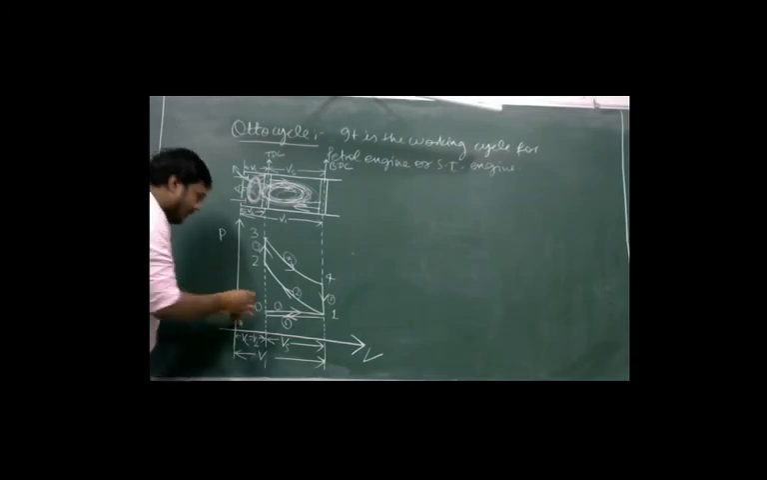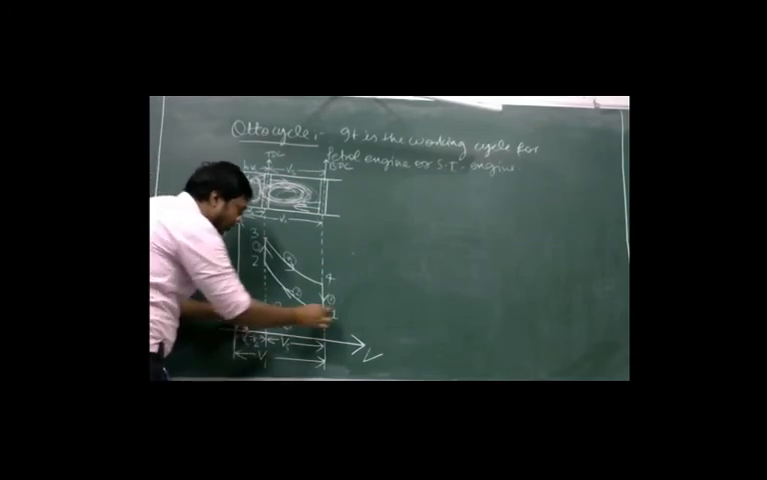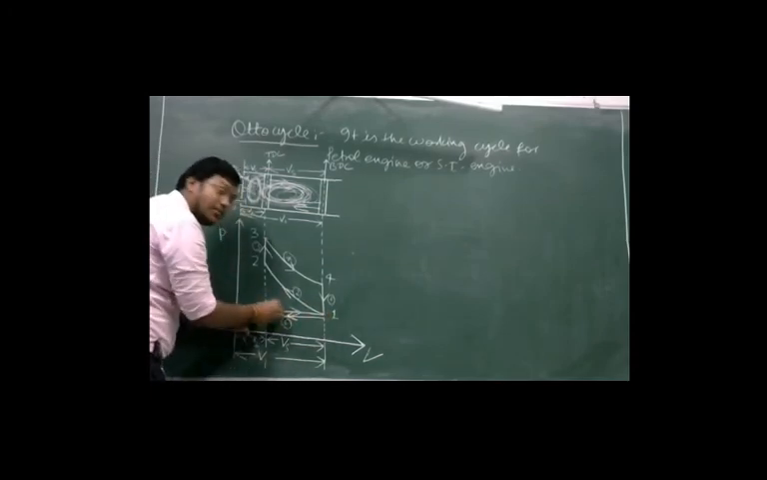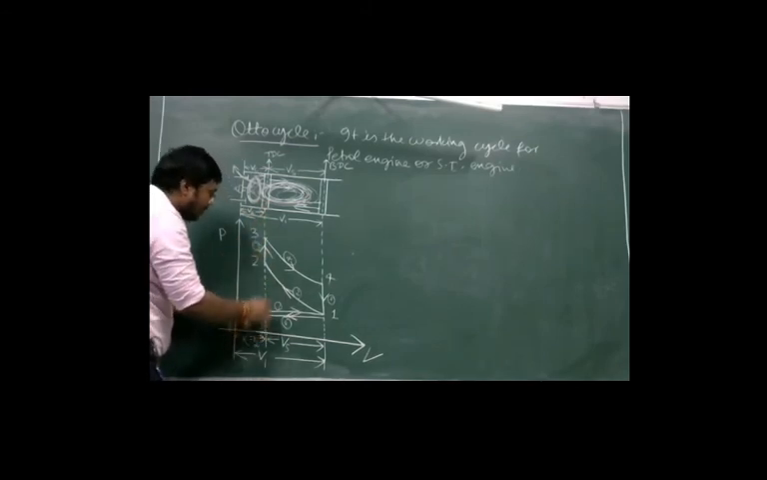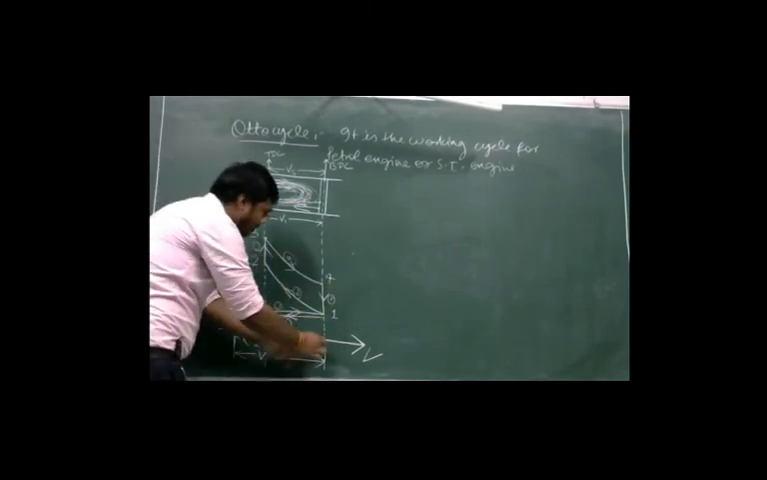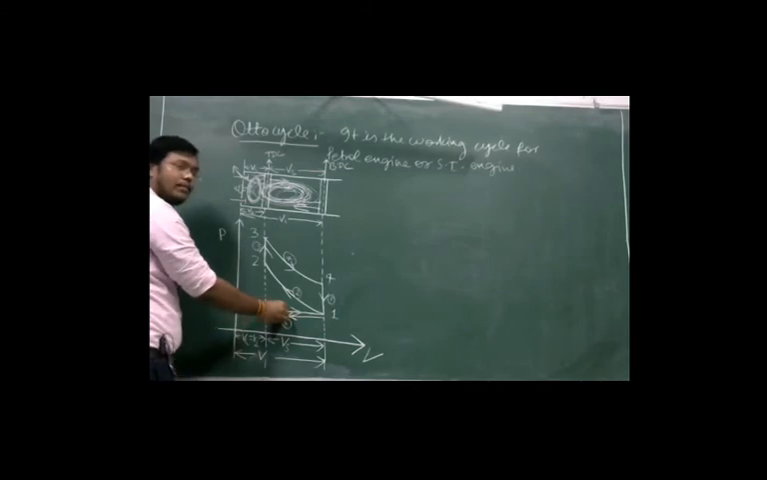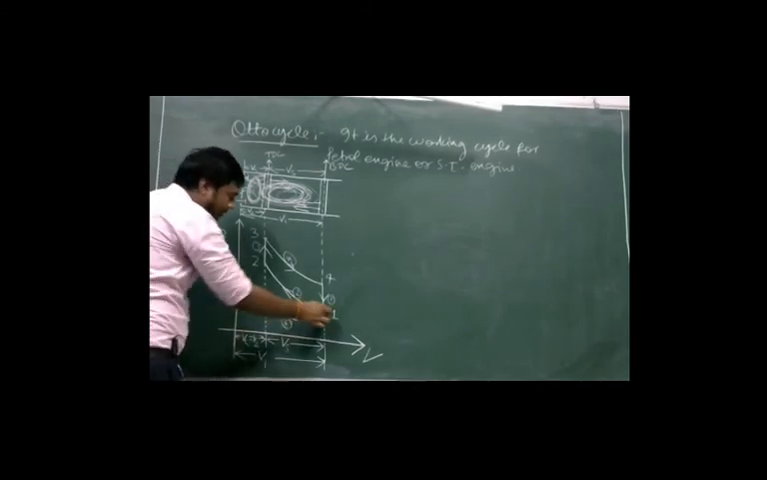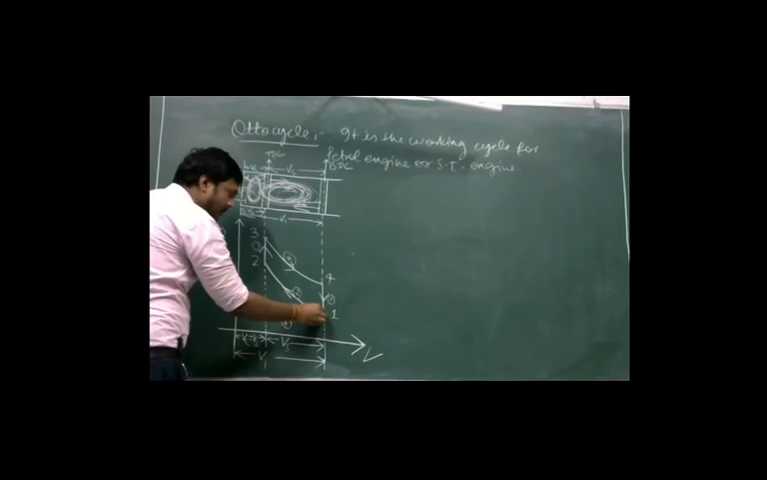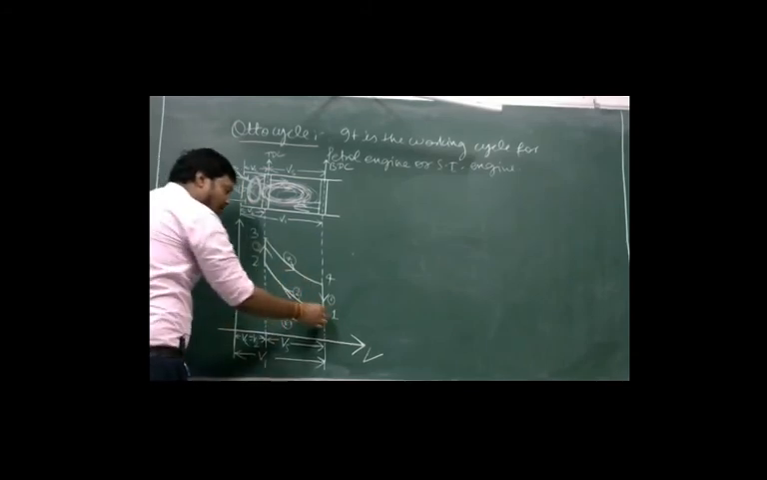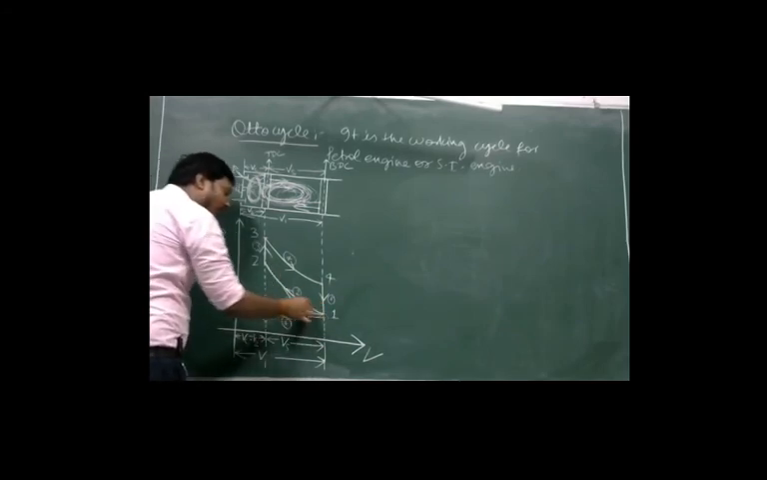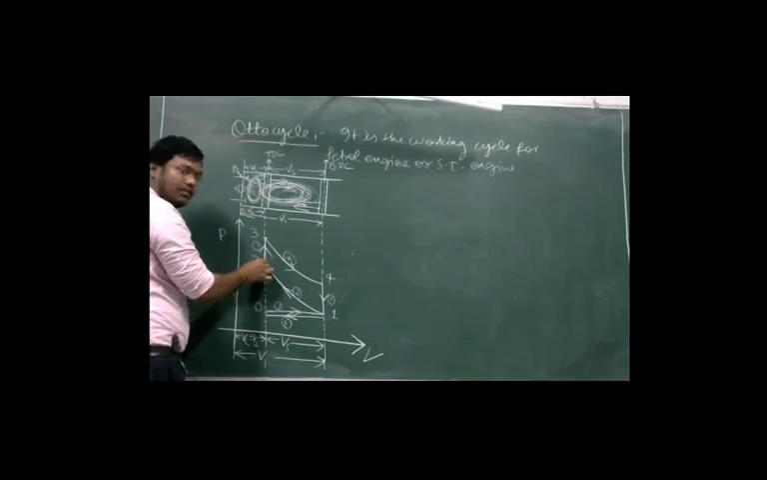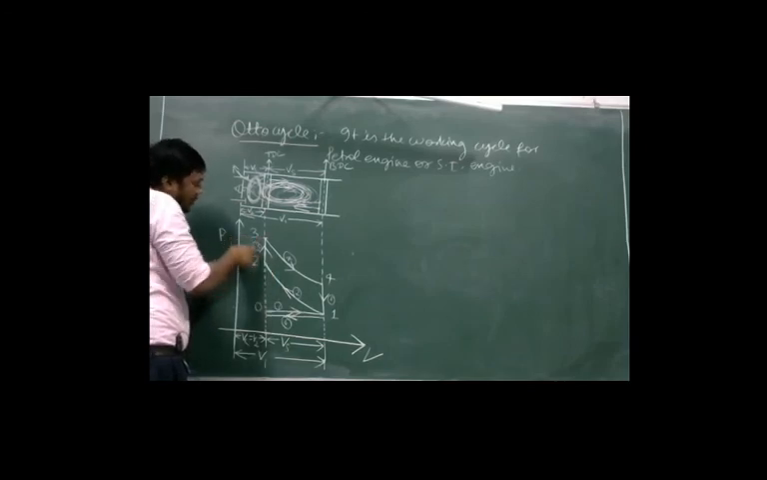In the first process, from 0 to 1, the piston is moving. We can see here the piston is moving from BDC to TDC, so this is a stroke. Now in the second process, from 1 to 2, again the piston is moving from BDC to TDC, from this position to this position, so this is also a stroke. But from 2 to 3, in the heat addition process, the piston is not moving.